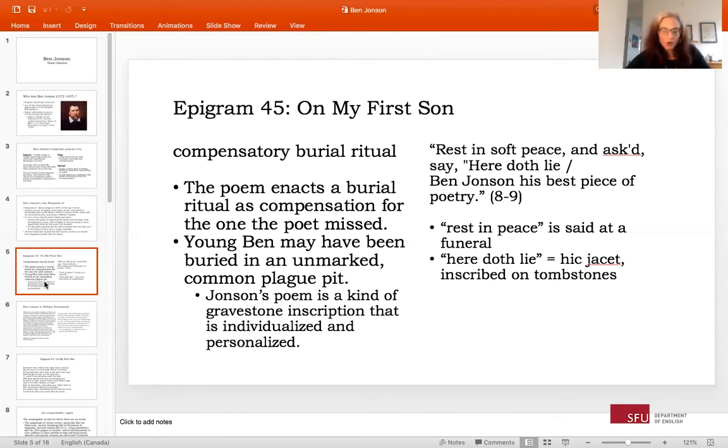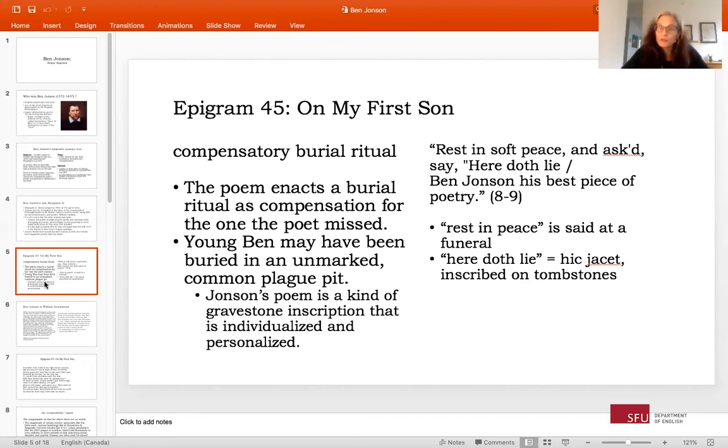So essentially, the first 8.5 lines or so are a kind of elegiac lament over the death of the boy, as would occur at a funeral. And then at the end, we have this formal epitaph, the kind that would be inscribed on a gravestone. So it has that movement from elegiac lament to epitaph.